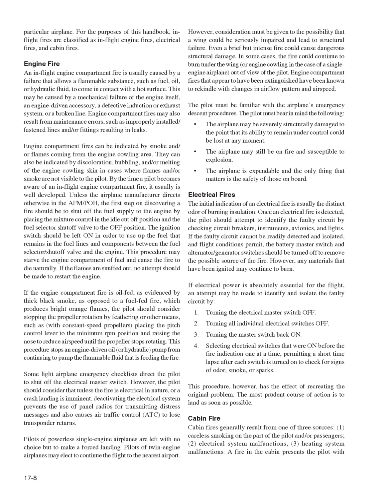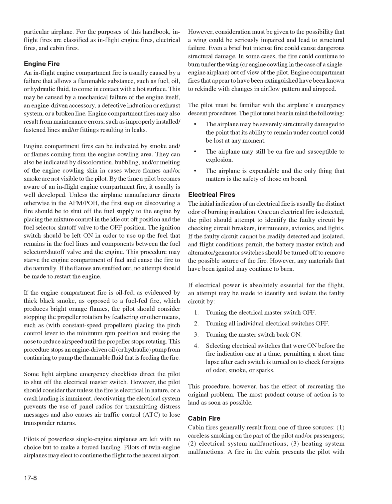If electrical power is absolutely essential for the flight, an attempt may be made to identify and isolate the faulty circuit by: 1. Turning the electrical master switch off. 2. Turning all individual electrical switches off. 3. Turning the master switch back on. 4. Selecting electrical switches that were on before the fire indication one at a time, permitting a short time lapse after each switch is turned on to check for signs of odor, smoke, or sparks. This procedure, however, has the effect of recreating the original problem. The most prudent course of action is to land as soon as possible.